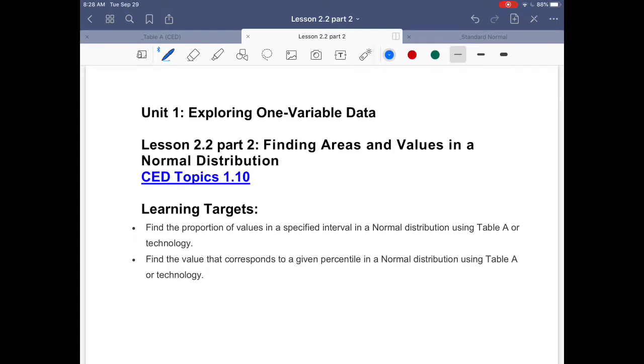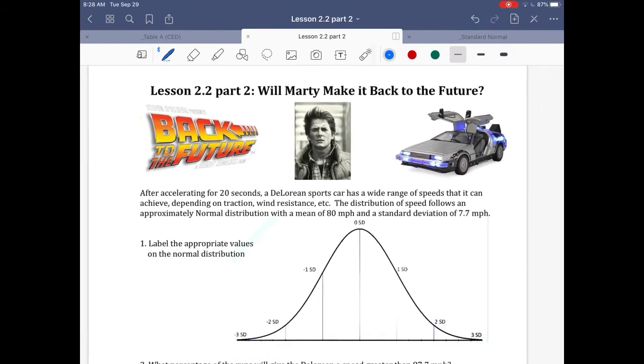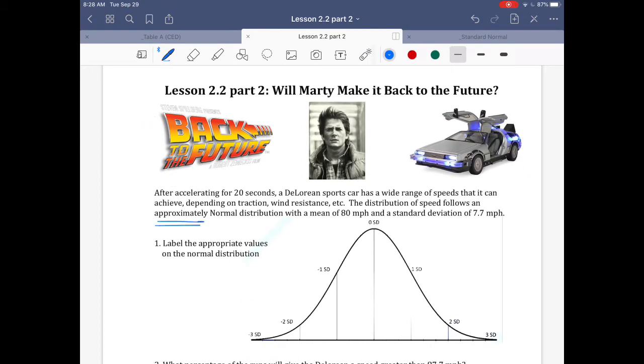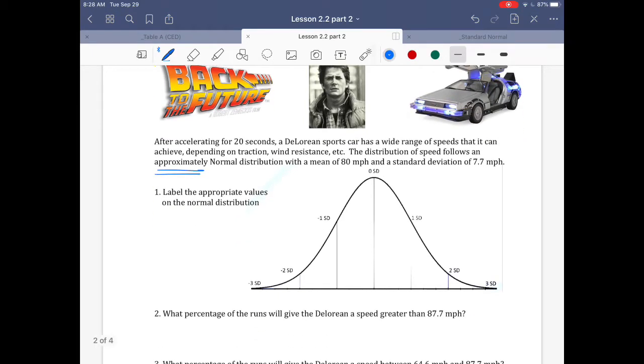In this lesson, we're going to dive much deeper into the normal distribution and discuss what Table A is and how to use different means of technology for computing some normal distributions. So we're going to start with an approximately normal distribution. That's a really big word there, approximately normal. And we're going to base this context off of the movie Back to the Future. If you haven't watched it, I recommend you doing so. With that said, we are going to start with this approximately normal distribution.